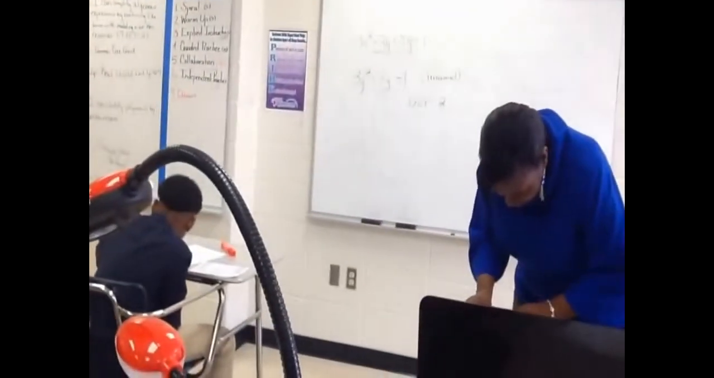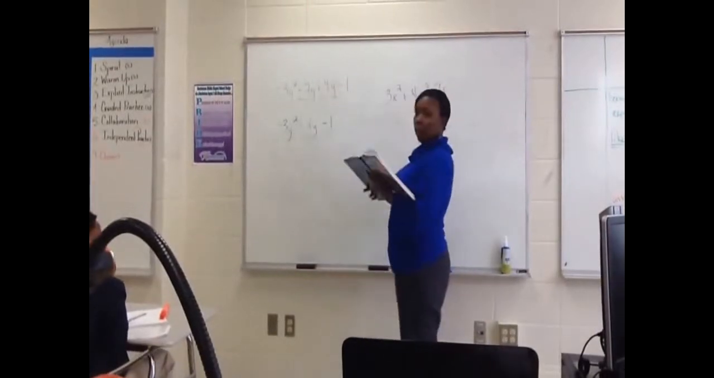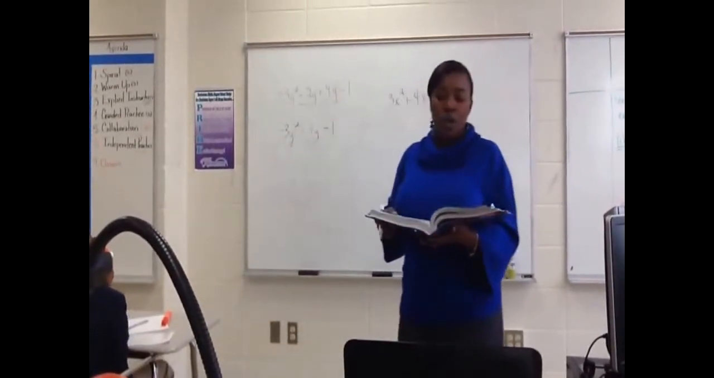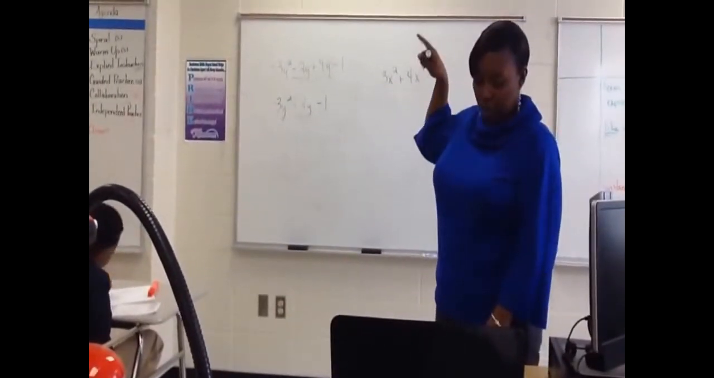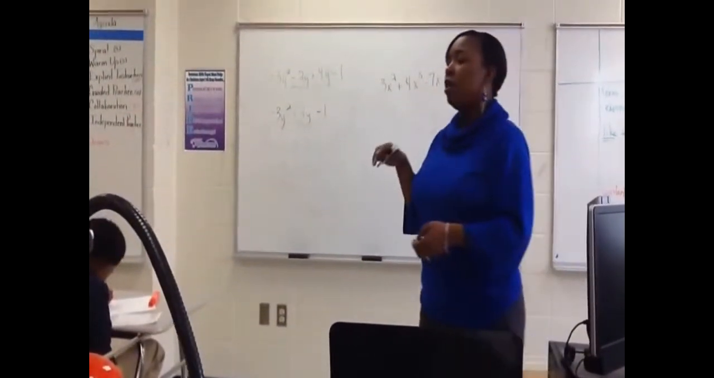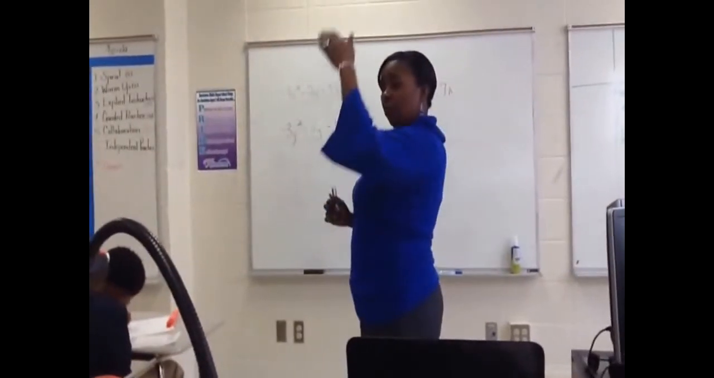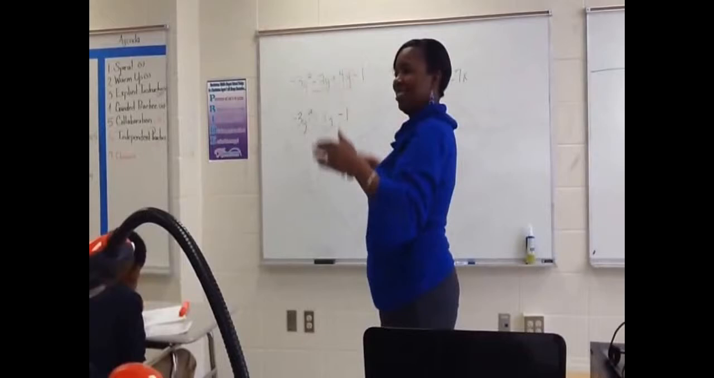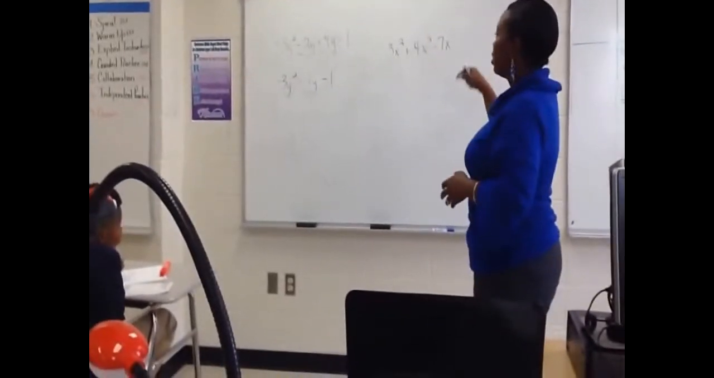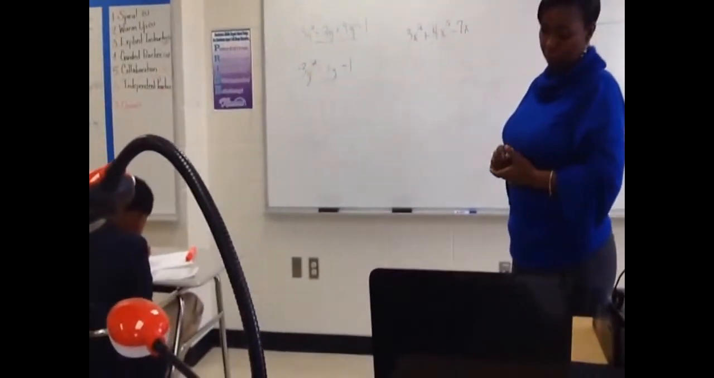Let's do another one. Minus 7x. Now, we want to write this polynomial in standard form. Standard form means it has to be in order from greatest to least. So if I was to write this in standard form, what would this be?